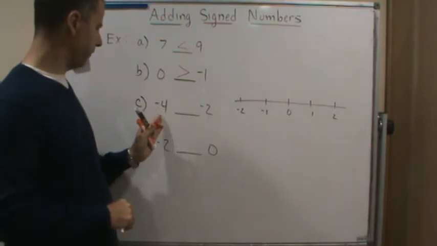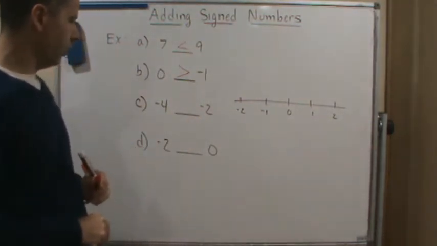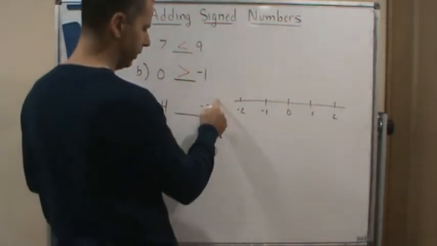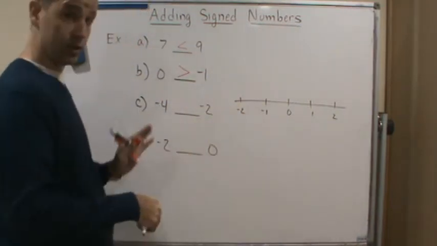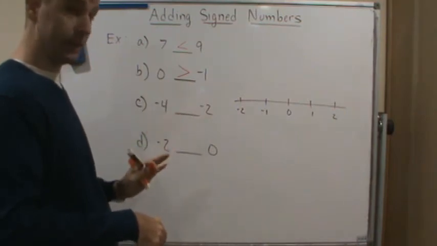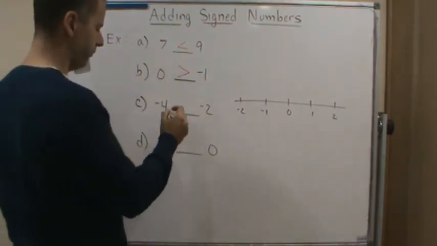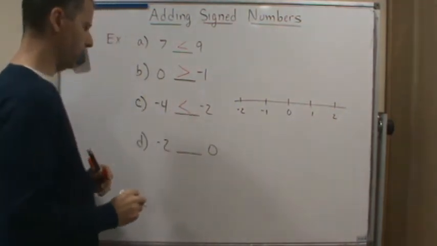Now what about this one? Negative 4 and negative 2. Well, negative 4 comes over here. Here's negative 2. So negative 4 is further that way. Again, it's to the left of negative 2, which means it's less than. So negative 4 is less than negative 2.